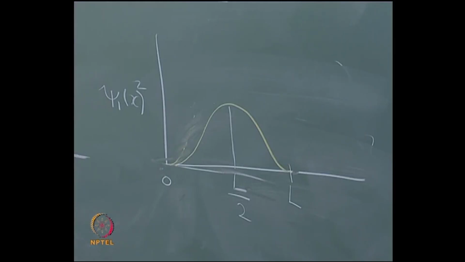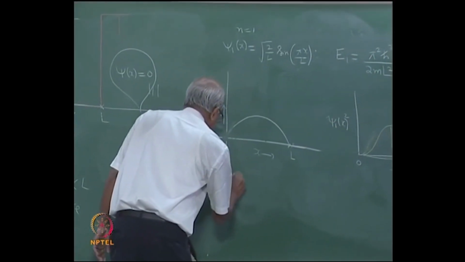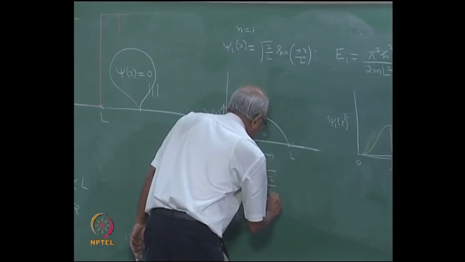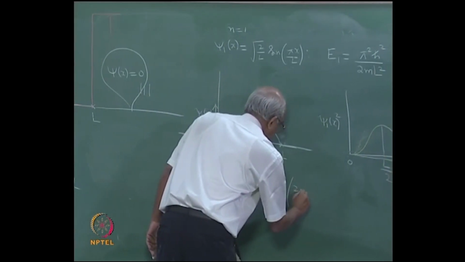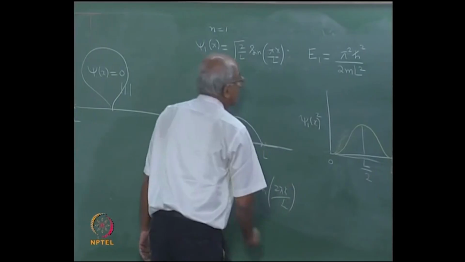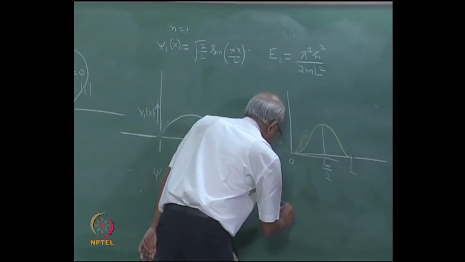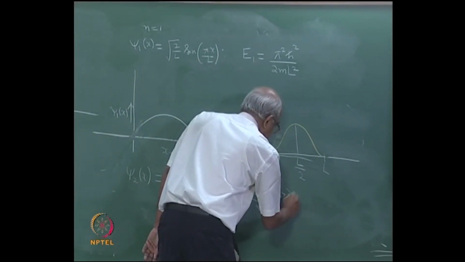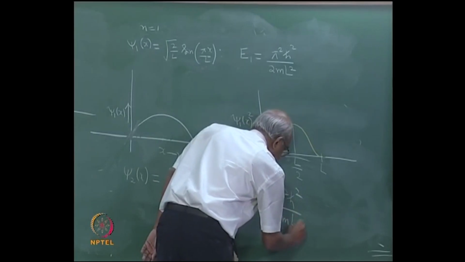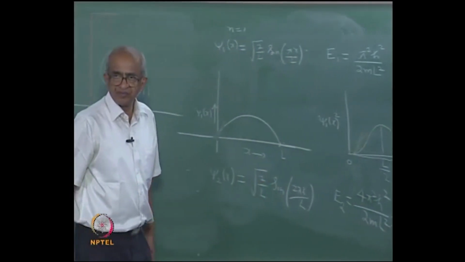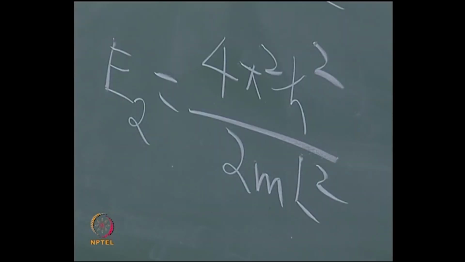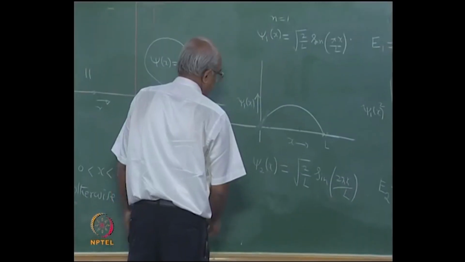Now, suppose you think of the next possible function, which is psi 2 of x. The function will be square root of 2 by L sin 2 pi x by L. The associated eigenvalue or the associated energy will be E2, which is equal to 4 pi square h cross square divided by 2 m L square. This will be the associated eigenvalue. The energy is greater than the previous one, right.